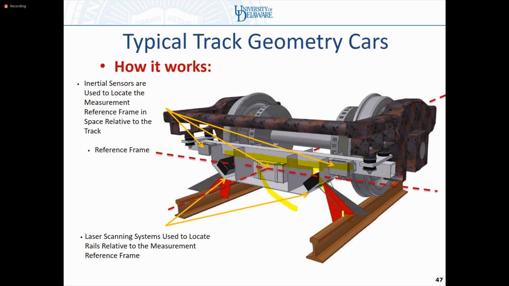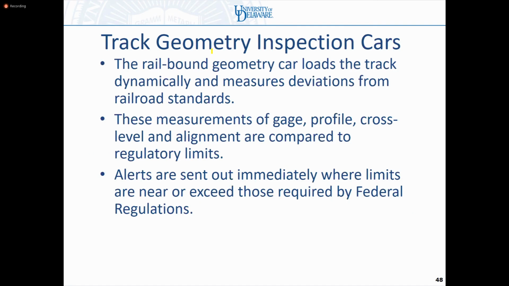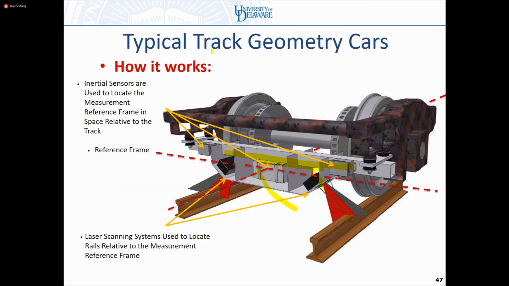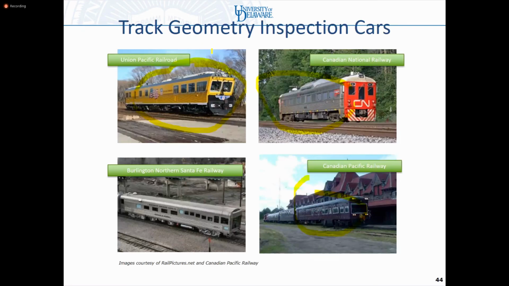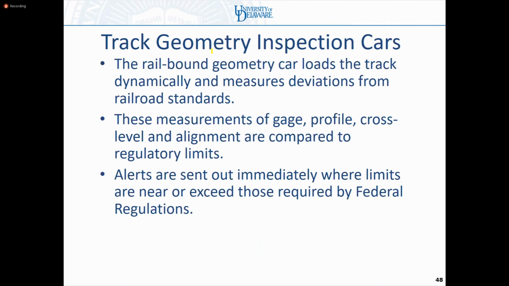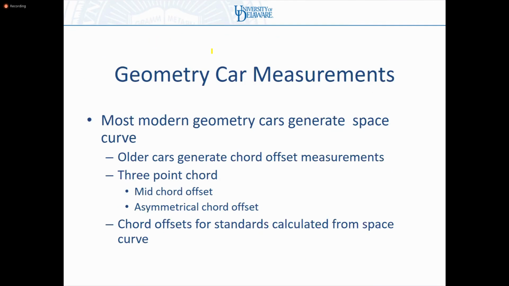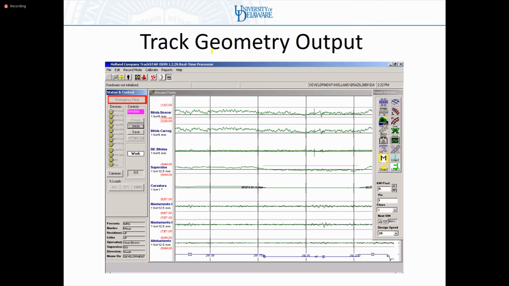That's how most modern track geometry cars work. I think Israel Railways calls it a track recording car. There are a couple of different terminologies for track recording cars in the world. These are all rail-bound, which means they can't get off the rail. There are also high rail truck versions that can go off on highways and go from point to point. They're lighter. As I said, they measure the space curve.